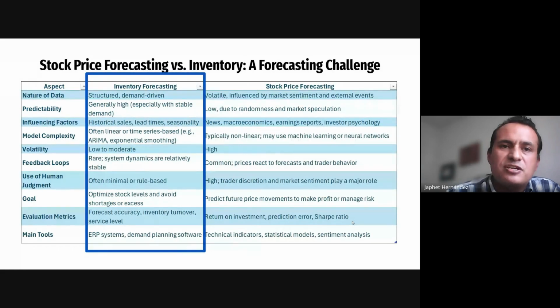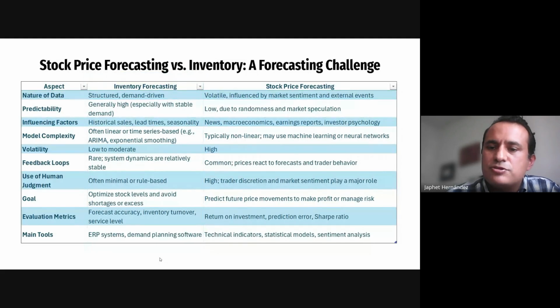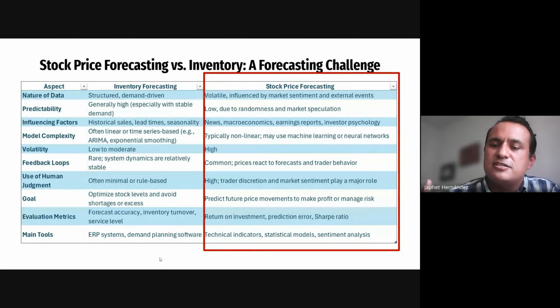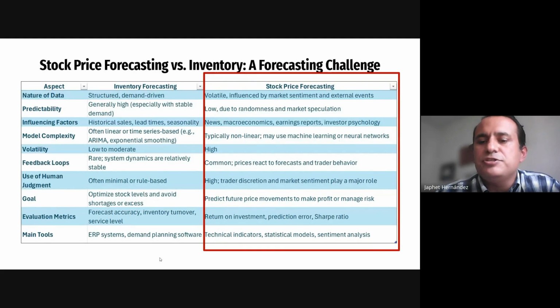If you are off by 10%, no big deal. Just adjust next month's order. But the stock prices, man. One day your model's perfect, and the next day some CEO tweets nonsense, the Fed changes its mind about interest rates, and suddenly you're sure your prediction is trash. So it's not just math. It's math, psychology, breaking news, and sometimes pure chaos.